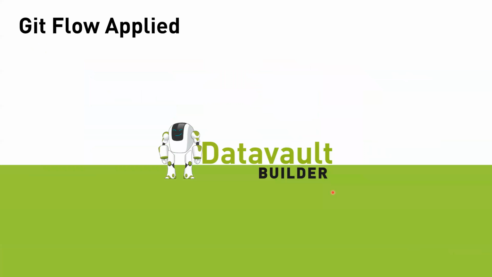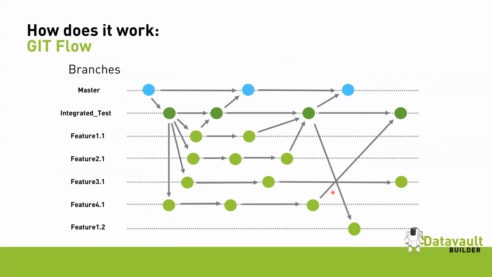So, Git Flow applied in a very, very simple way. We have our master branch, which corresponds, in our case, to production. We have here made a branch for integrated test, and on this we are working.